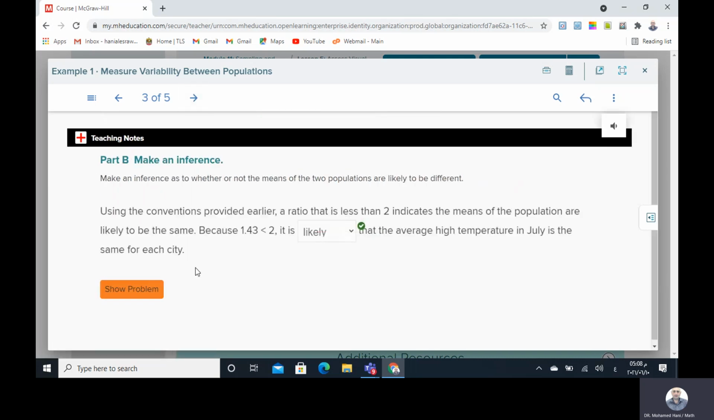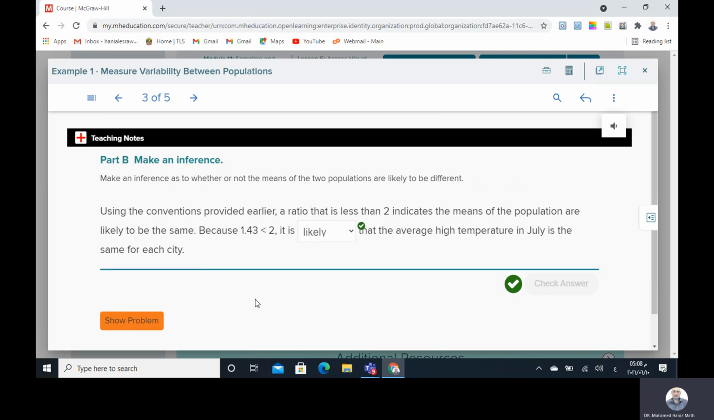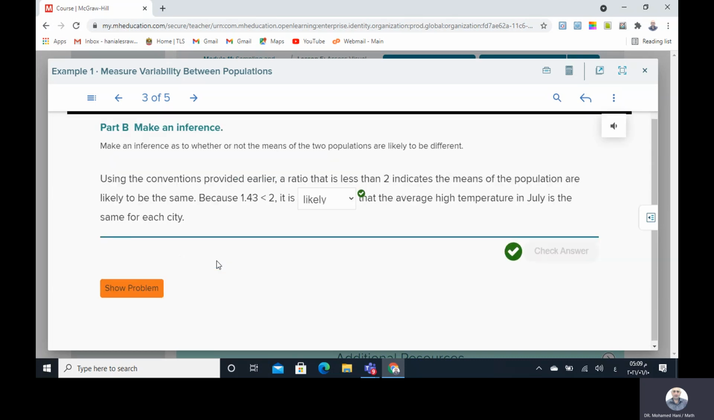The second step, make an inference. Using the convention provided earlier, a ratio that is less than 2 indicates the means of the populations are likely to be the same. Why? Because the ratio 1.43 is less than 2, so the means are likely to be the same. It is likely that the average high temperature in July is the same for each city.